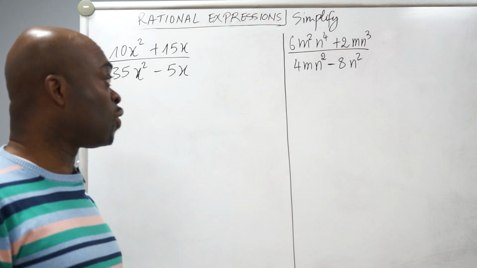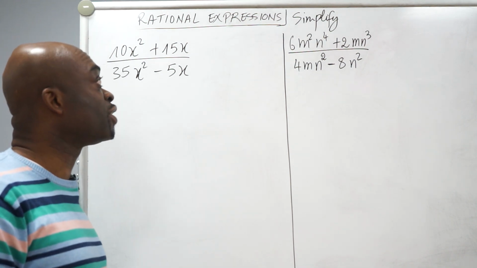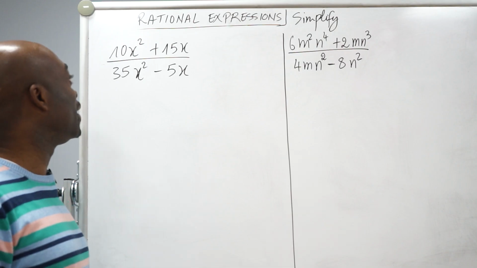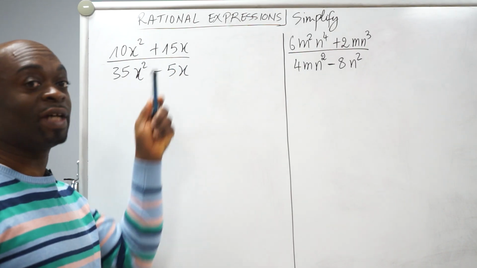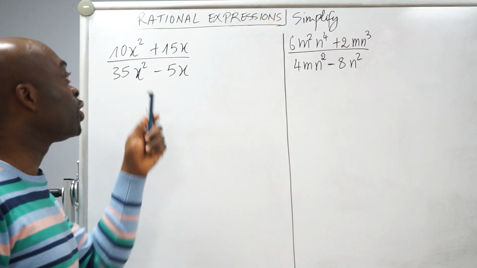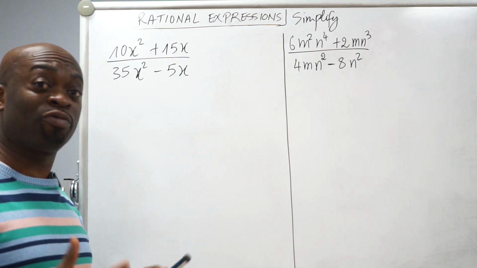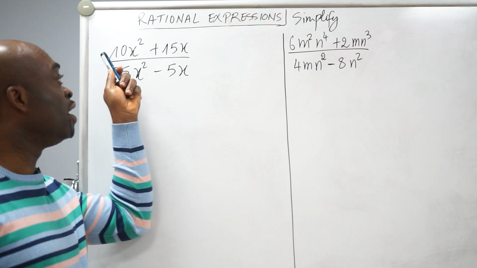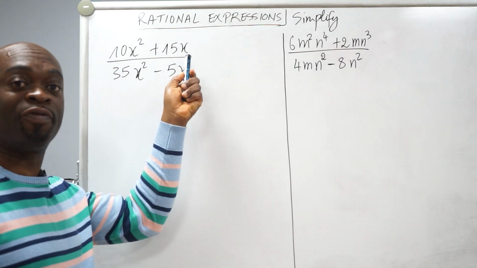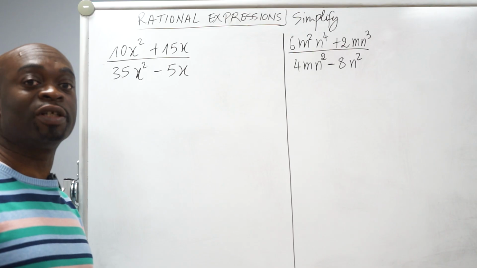Hi, ladies and gentlemen. So again, we're dealing with rational expressions here, and we want to be able to simplify. So what's happening here? We have 10x squared plus 15x over 35x squared minus 5x. So we're talking about what is a rational expression. A rational expression just means that you have a fraction. Basically, that's what it is. You have an expression on the top of the fraction, and you have another expression at the bottom of the fraction.